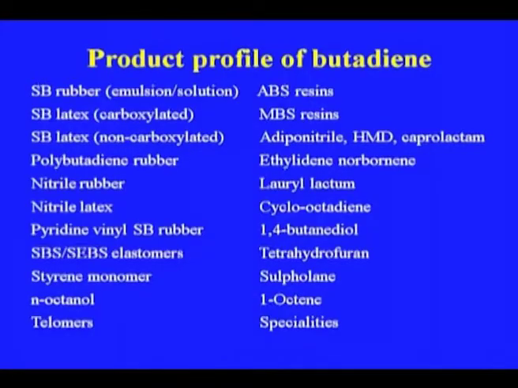Then ethylidene norbornene, laurolactam, cyclooctadiene, 1,4-butanediol. This is also very important. Tetrahydrofuran, sulfolane, 1-octene, and other species. These are some of the major outlets for butadiene.